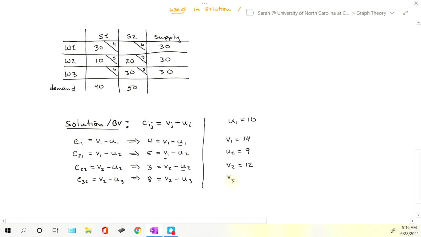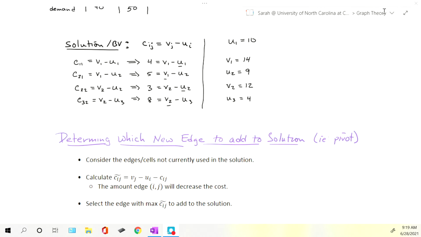And lastly, down here, we are going to be able to solve for U3. So here, 12 minus something equals 8. Well, 12 minus 4 equals 8. Okay? And that takes care of the values for your U's and your V's. Those are your selling prices.